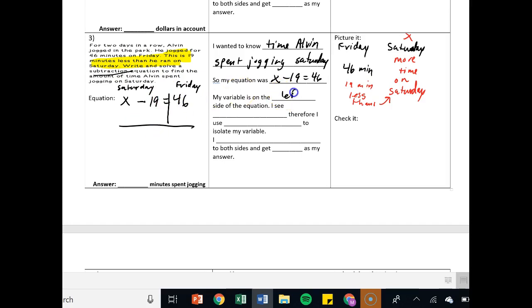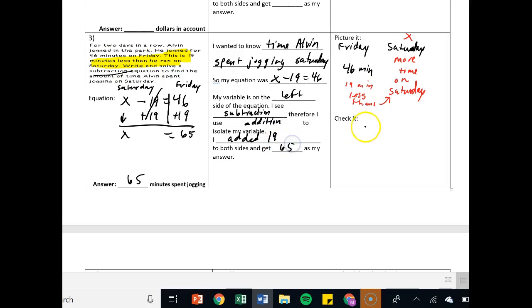My variable is on the left. I see subtraction. Therefore, I'm going to use addition. So I should add 19 to both sides. In doing so, those cancel off. Drop down your x. We've isolated our variable. It's the only thing we have left on that side. Add these up. You get 65 minutes. So I added 19 to both sides and got 65.